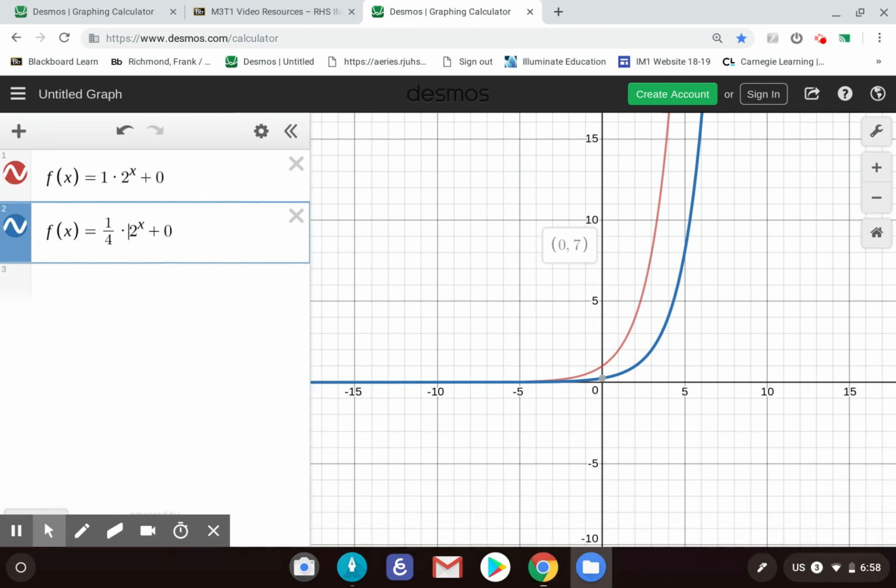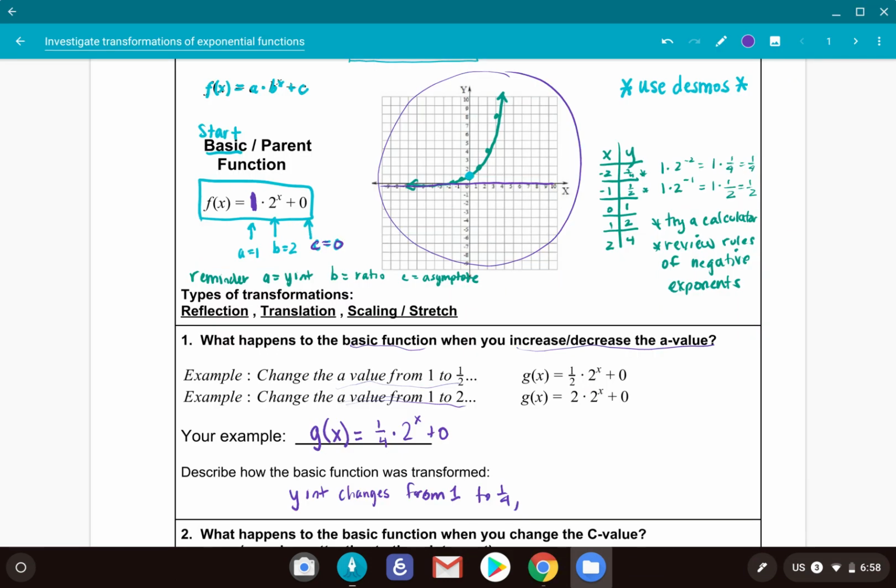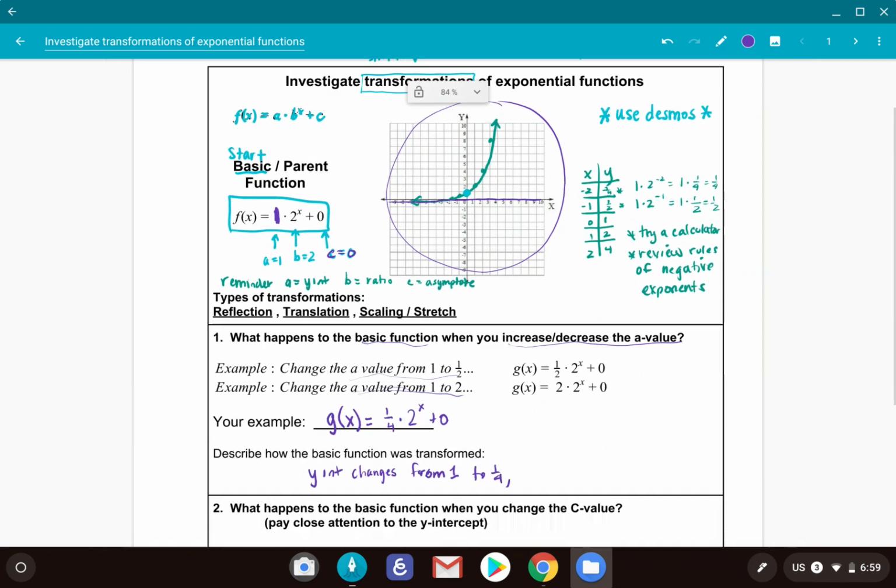So it increases at the same rate, but it starts at a lower value. So it's a little bit less each time. You can make up your own example and then just show me. It changes your y-intercept. That's really the biggest thing it's doing, changing that starting value. So if the starting value is lower, then basically all the points on the graph are going to be lower.